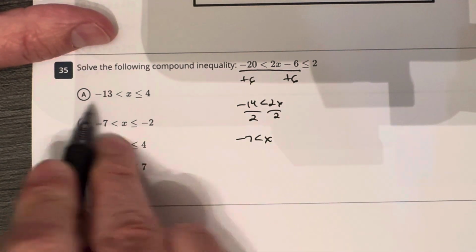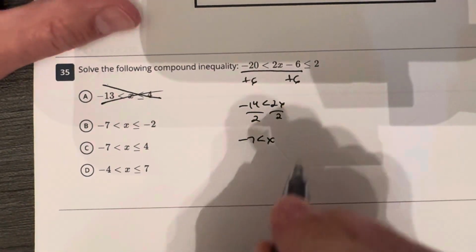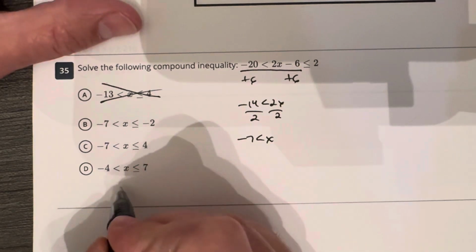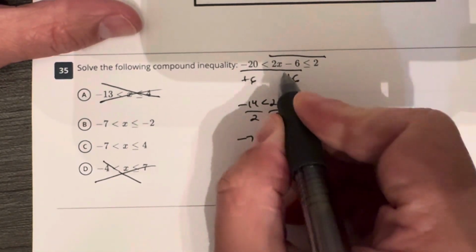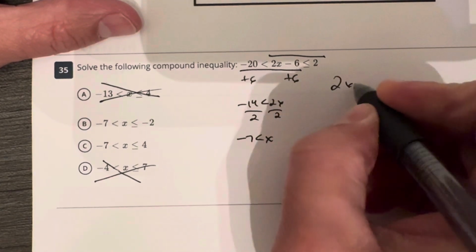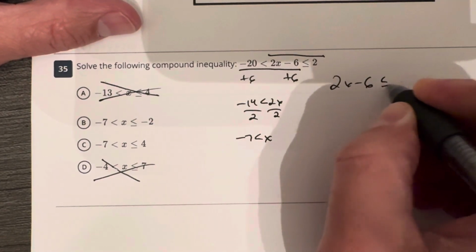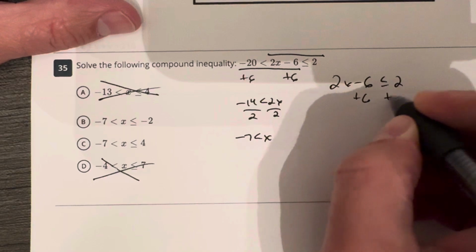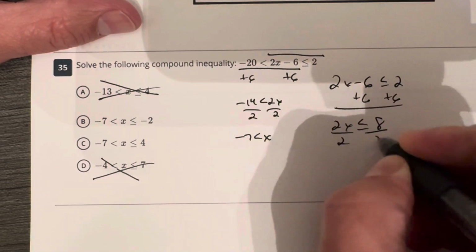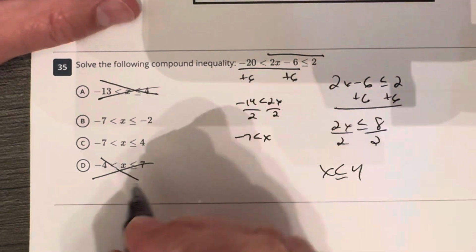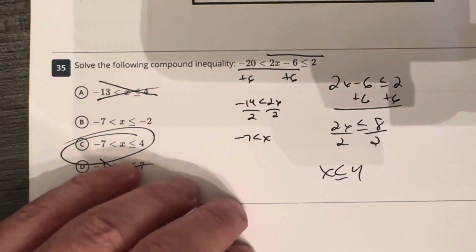Okay. So we know that A can't be a choice because there's no 7 in it, right? And we know that D can't be a choice because there's no -7 in it, right? Now let's go ahead and solve the top one. So 2x minus 6 is less than or equal to 2. We're going to add 6 to both sides. 2x is going to be less than or equal to 8. Divide by 2 on both sides, and x is less than or equal to 4. So my final answer is going to be choice C. It's the only two numbers that work.